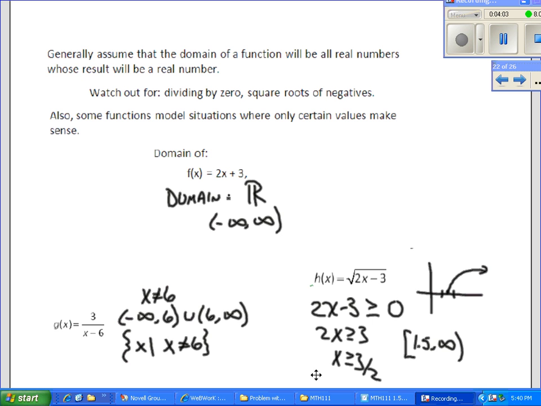Or, a little more formally with set notation, the set of all x such that x does not equal 6. And then with the square root function here, with square roots we're worried about taking square roots of negatives. So whatever's inside the square root we want to be greater than or equal to 0. Equal to 0 is okay, the square root of 0 is still 0 and that's still a real number. We can solve for x. And if you look at it graphically, what you'll see is that the function will stop when x is at 1.5. And so the domain we're talking about, the values of x, is the horizontal movement of the graph. So it starts at 1.5 and goes to infinity.